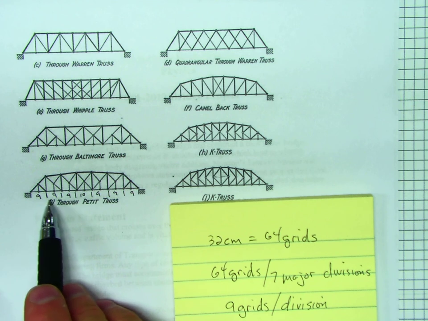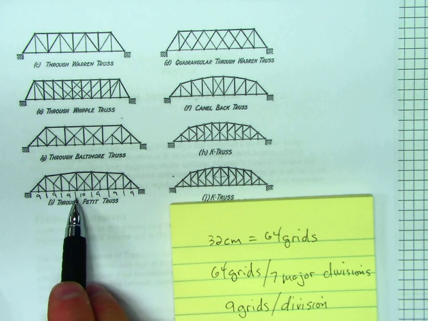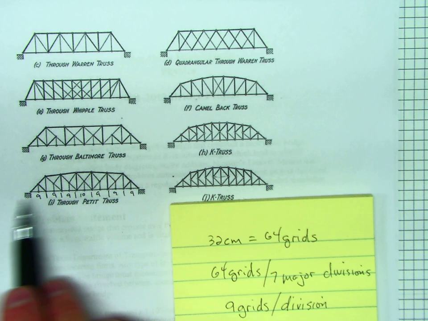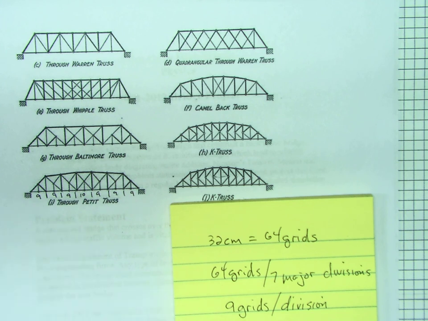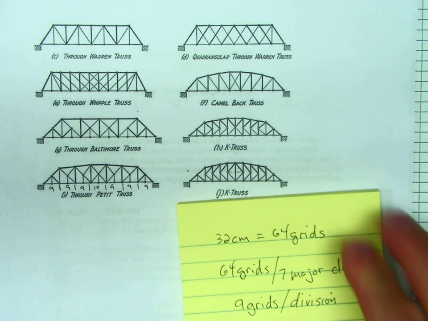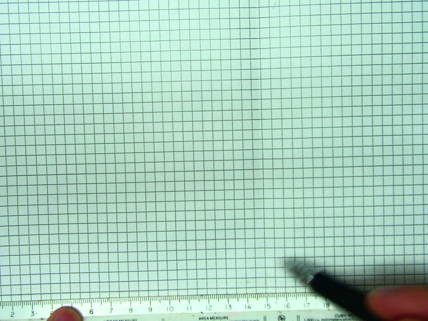I'm going to start in the middle and work my way back toward the abutments. So I'm going to divide my paper up, and I need to know where the center point is on my paper, and it's located right here at the 15. My bridge is 30 centimeters wide plus the extra centimeter on each side, so 15 is in the middle. So this is my middle point.